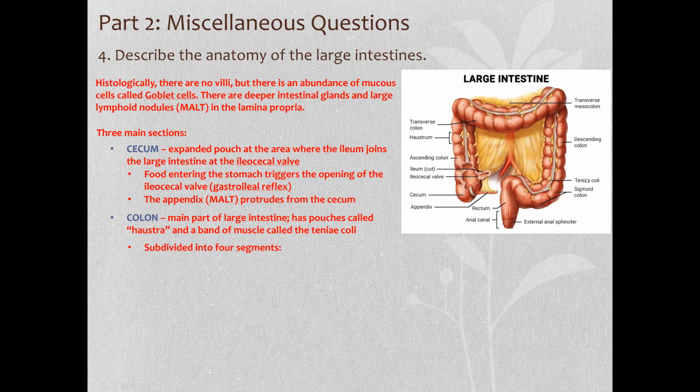The colon can be subdivided into 4 segments. So starting at the cecum, you go up through the ascending colon, then you go across through the transverse colon, then down through the descending colon, and then through the little curved part called the sigmoid colon.